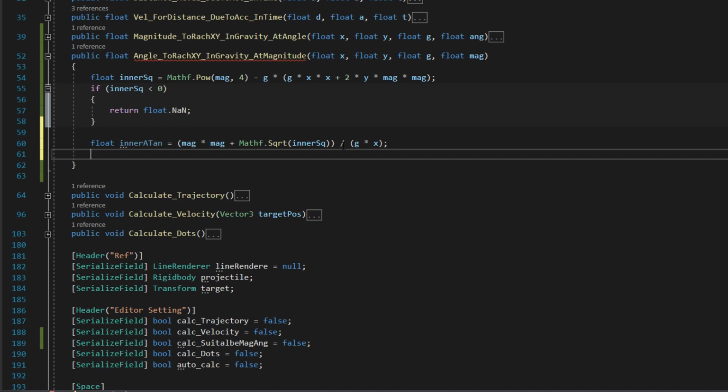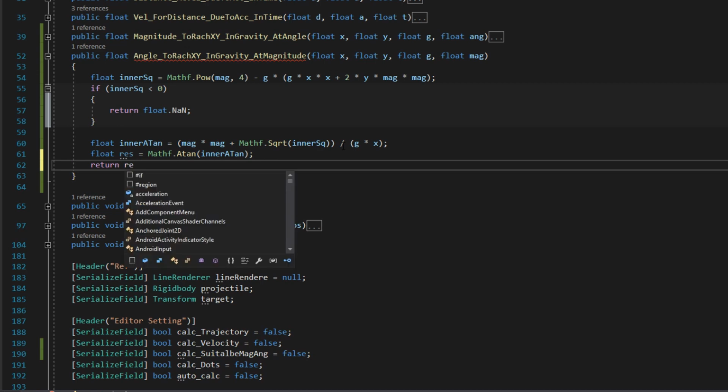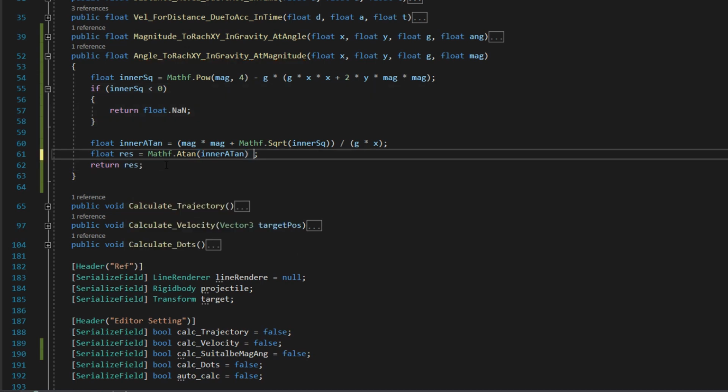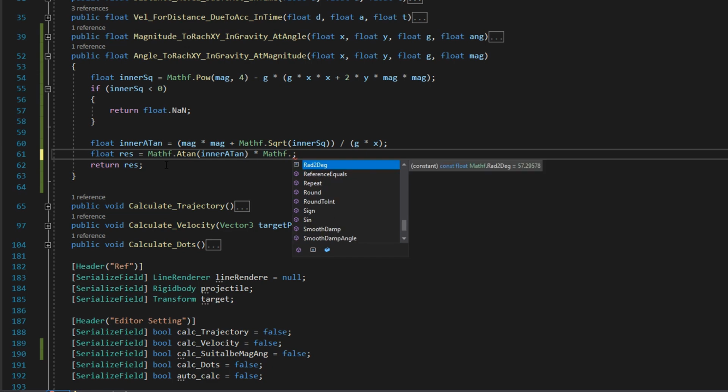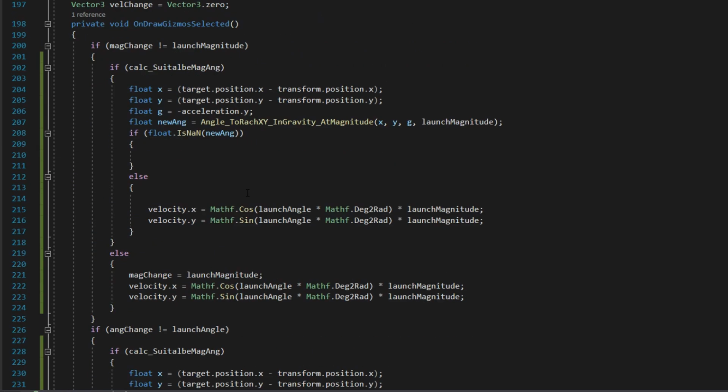Okay, and now we will calculate the arctan or tan inverse, if you want to say that. So our result will be equal to Mathf.Atan of this value right here, and we will return this result. The result of the atan will be in radians, and we want our result to be in degrees, so we're gonna change it from radian to degree, and let's set up the rest.